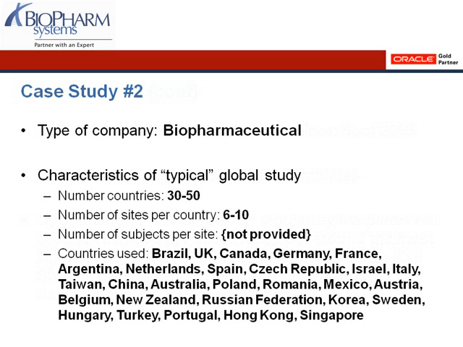The next company is a pharmaceutical company, and some characteristics of their typical global study are as follows. You can see that it's a much larger organization and much larger trials. We're looking at 30 to 50 countries, so it's much more spread out, and they have 6 to 10 sites per country, and they conduct their studies in a wide range of countries, as you can see here.